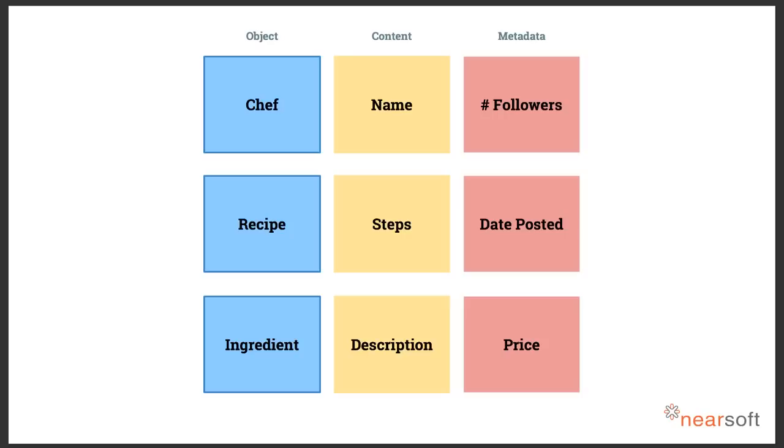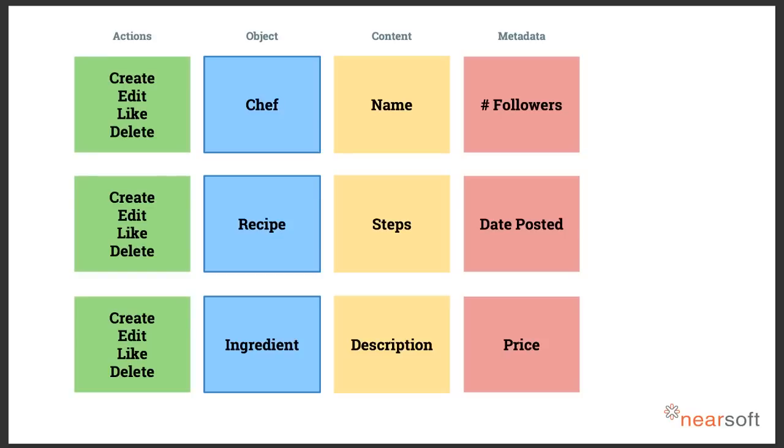Right, and this is also good for everybody because you are defining the complete architecture of the system before building it, and you can even define the actions for each one of the objects. If you put this in green sticky notes. Yeah, these are the actions you're going to perform with or to the object. For example, create, edit, like, delete. The chefs, the recipes, or the ingredients.